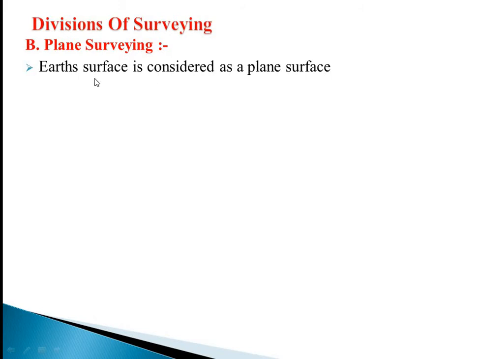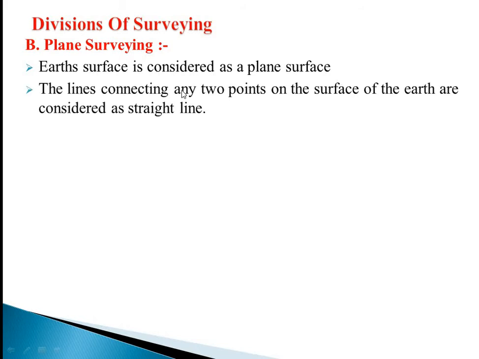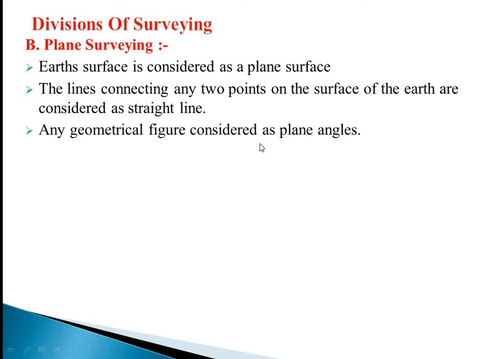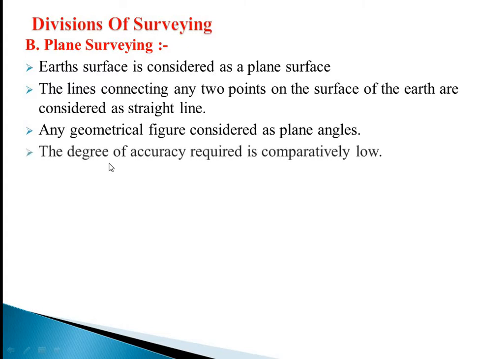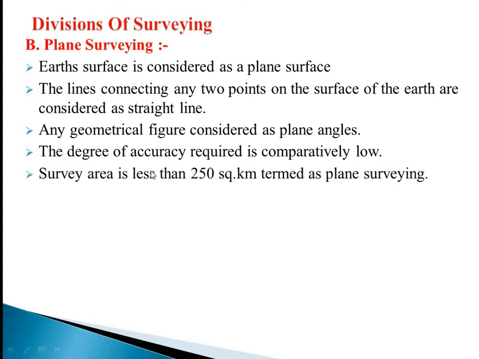Plane surveys extend over small areas, therefore in this survey the curvature of earth is not taken into account. In plane surveying, the earth's surface is considered as a plane surface. The lines connecting any two points on the surface of earth are considered as straight lines. Angles formed by any geometrical figures are considered as plane angles. To do the plane surveying, knowledge of geometry and plane trigonometry is required. In this type of surveying, the degree of accuracy required is comparatively low. If the survey area is less than 250 square kilometers, it is termed as plane survey.